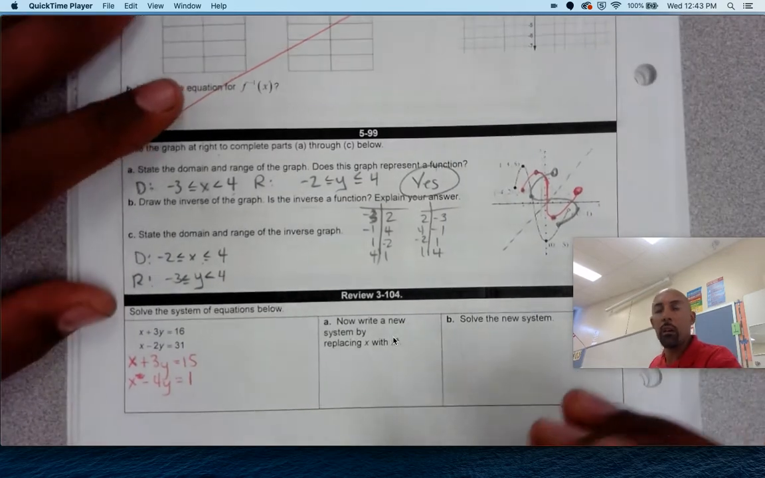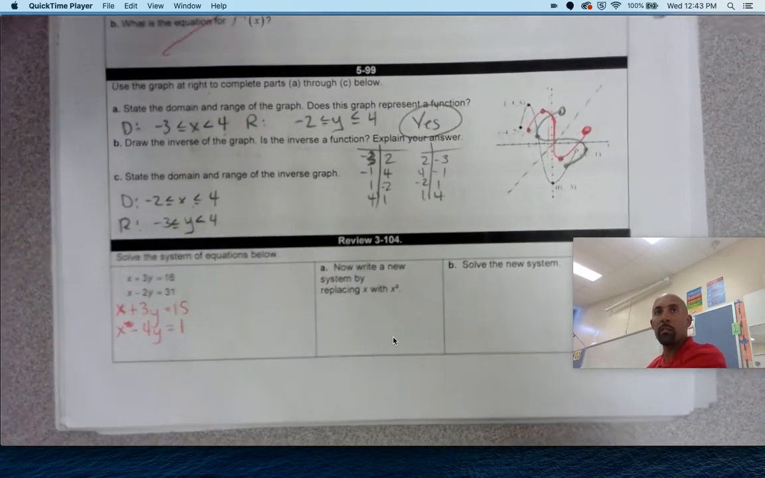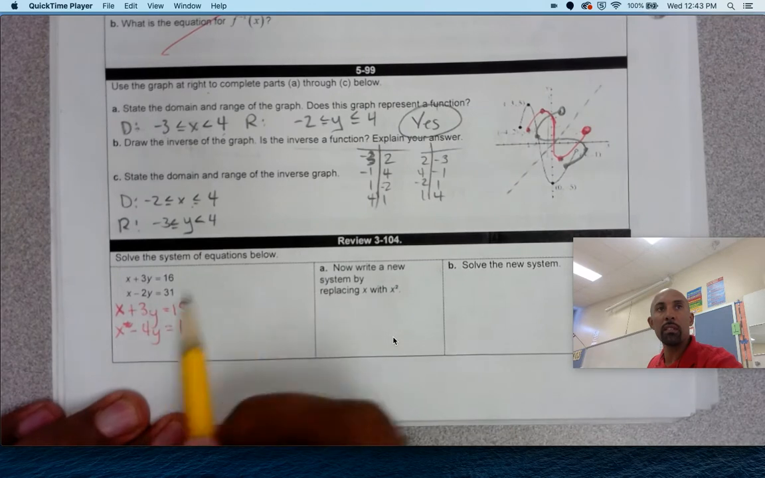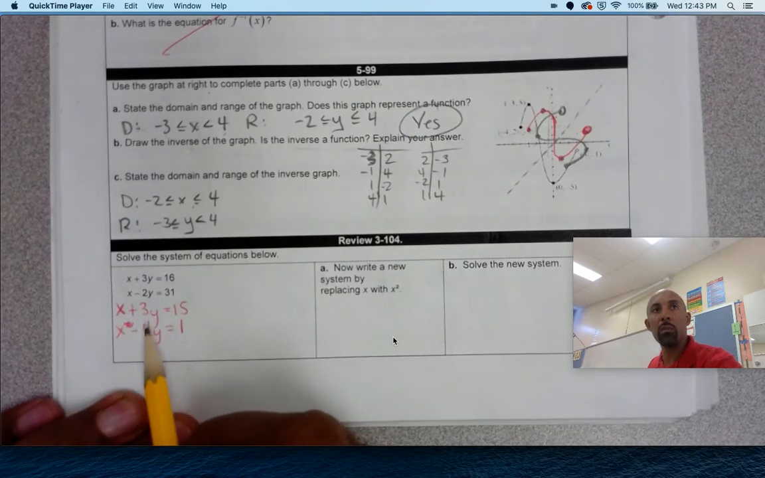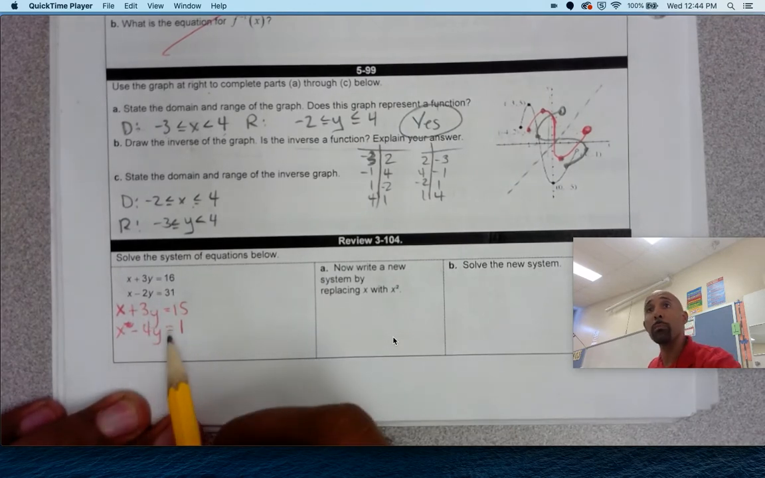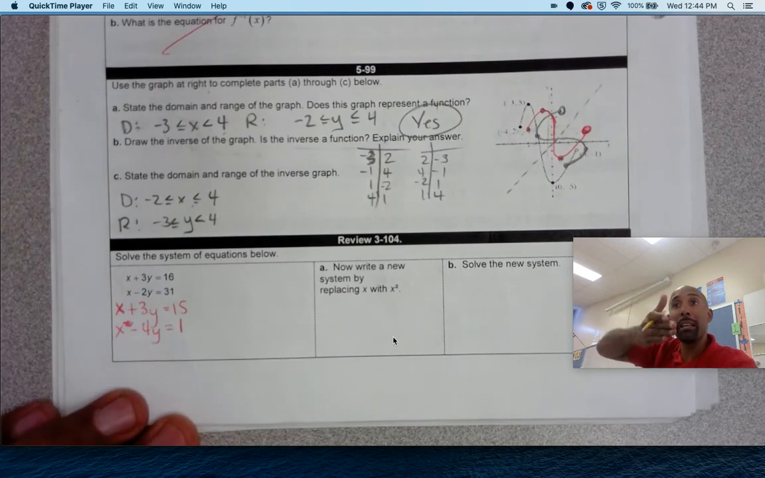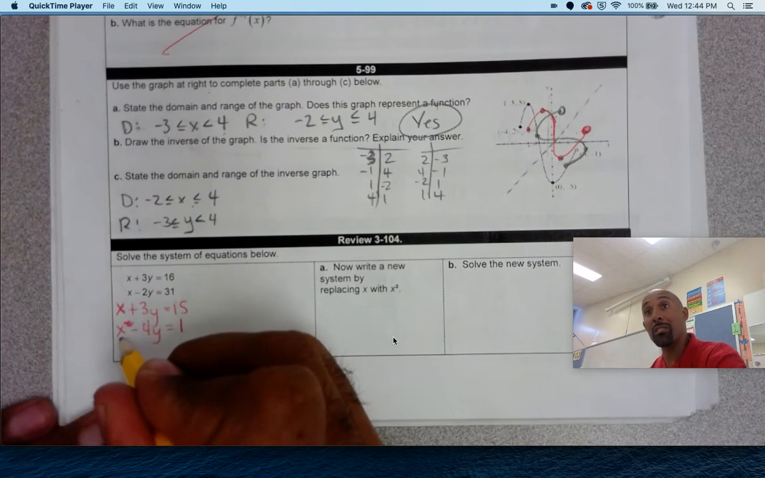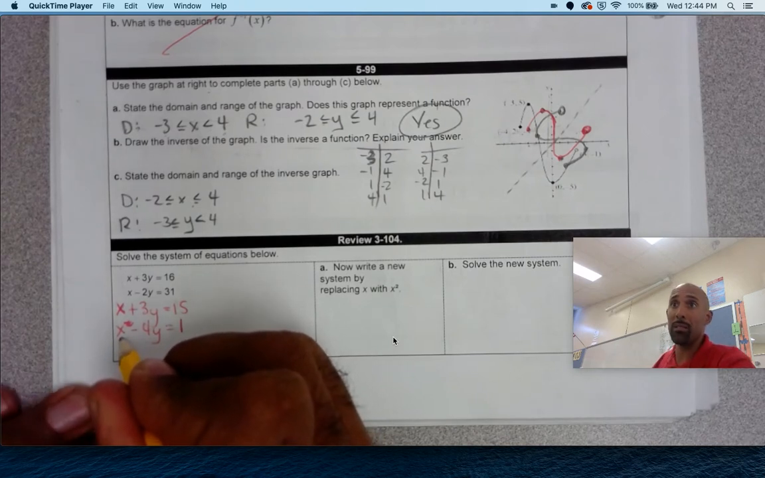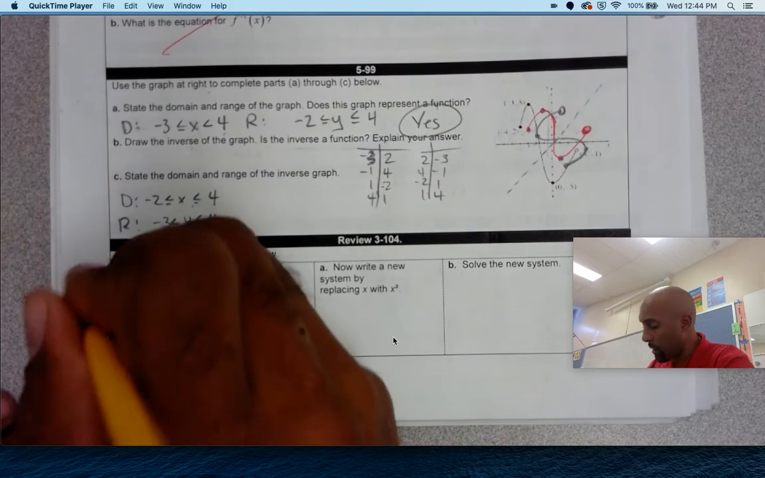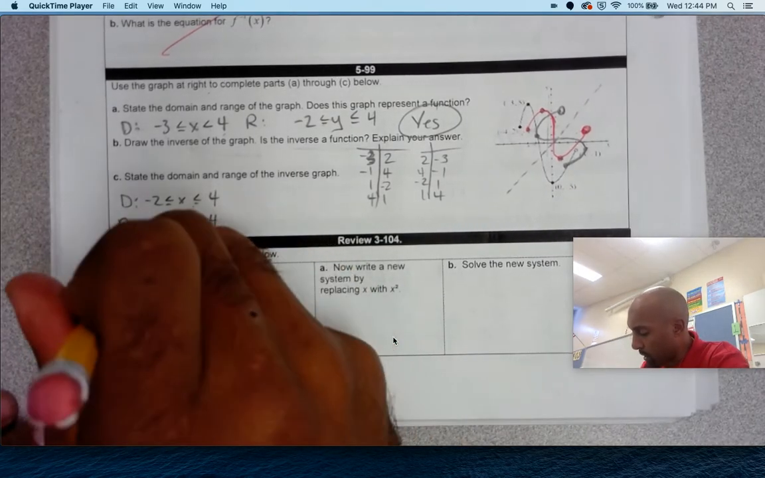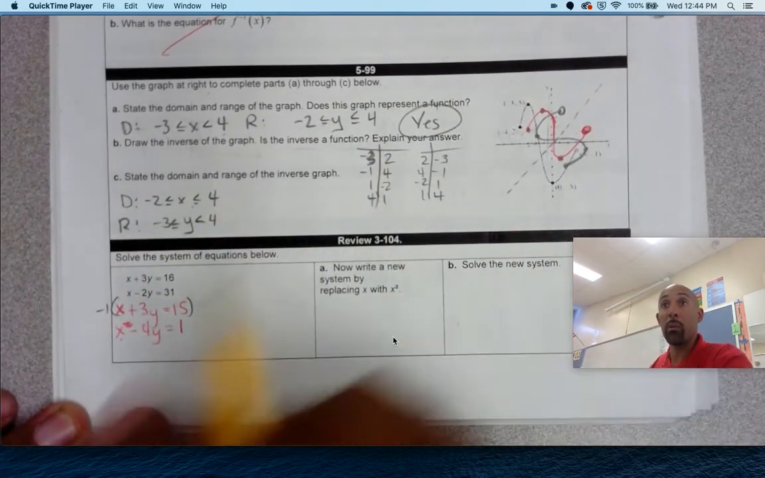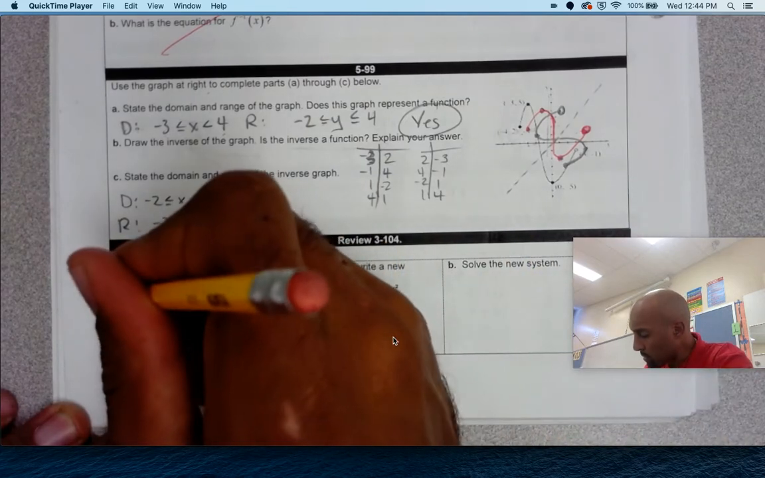Last part. All right, so let me make sure I got enough room down here for this last one. Okay, so solve the system. Here you notice right away this is in standard form, so we're thinking eliminate. I got these x's are the same value, but they're not opposite. So what I want to do is make one of them negative. So I'm going to take the top one and multiply it times -1. That way we get a negative x.